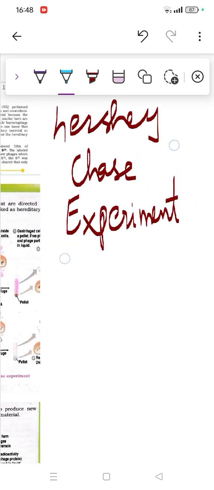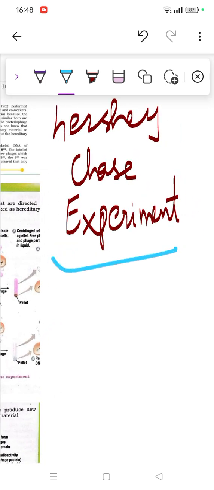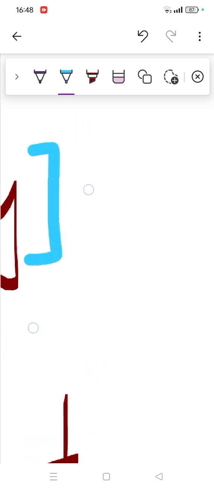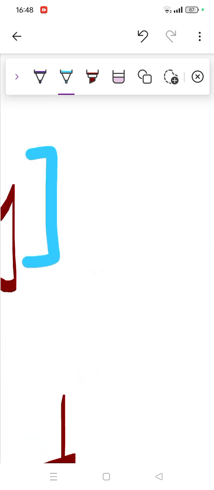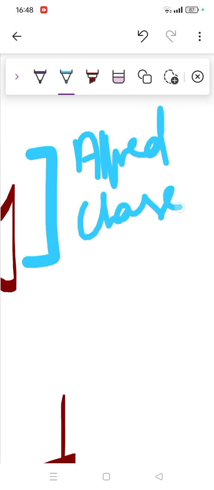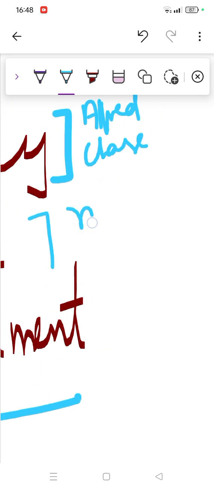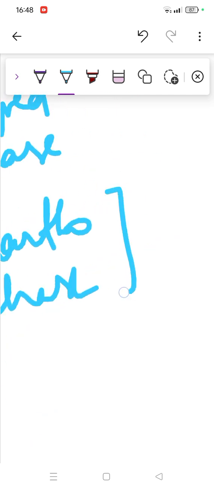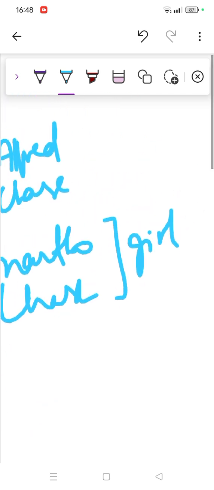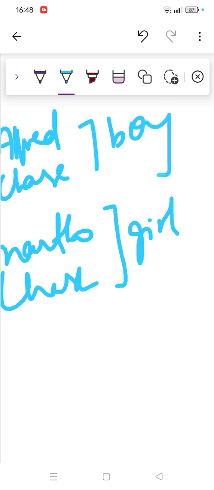What we'll see first is that this experiment was done by two scientists. Hershey, his complete name was Alfred Hershey, and Chase was Martha Chase. Martha Chase was a girl scientist, and this one was a boy scientist, right? Okay, so let's start. First thing, in which year was this experiment conducted? It was conducted in 1952.